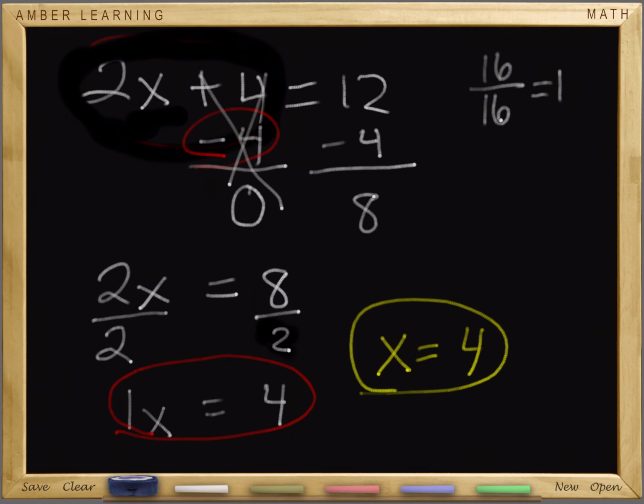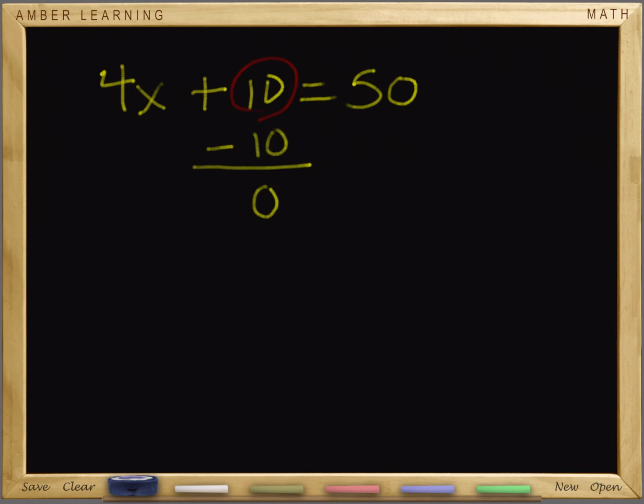Okay, let's take a look at another one. Let's say we have 4x plus 10 is equal to 50. We're going to use bigger numbers here now. The first problem I have is that I don't like this 10 right here. I need to get rid of that. I'll get rid of it by subtracting 10 from this side, and that's going to be 0 now. But if I do it on that side, then I have to subtract 10 from this side. So 50 minus 10 is now 40.